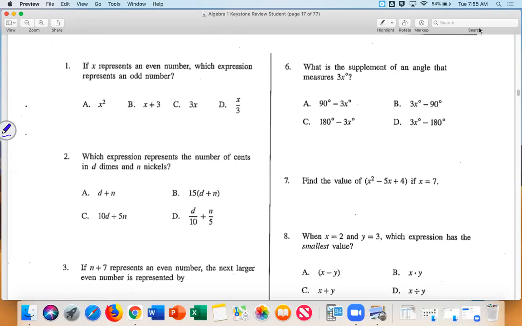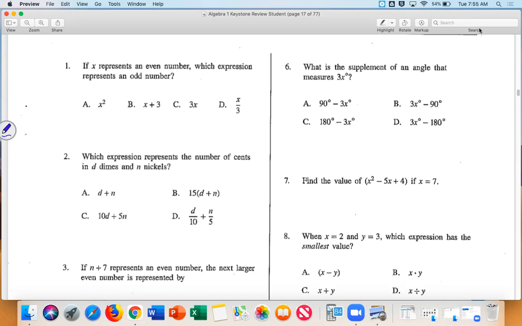So here's what I recommend. If you don't know what to do on the Keystone, what I recommend is this. Look at the answers. Now, when you look at this, you kind of figure my answer either has to deal with 90 or 180. Agreed? So pick one of those and then guess out of the two.